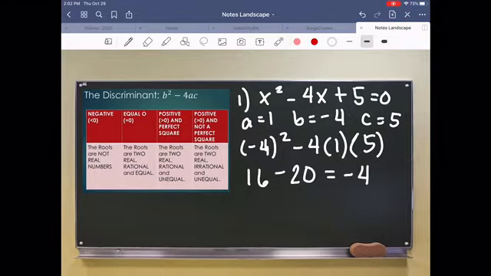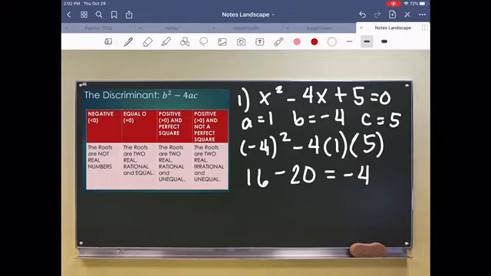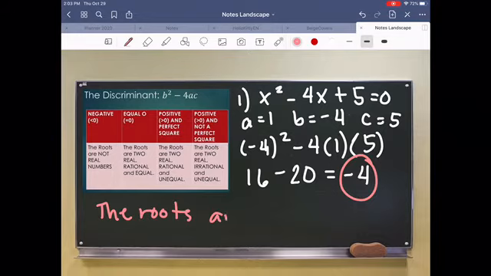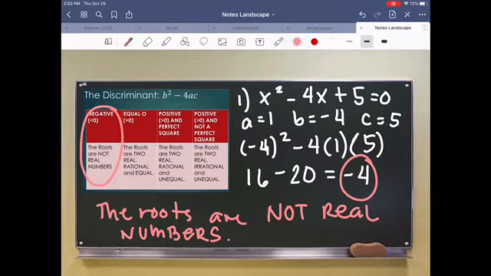Okay, looking at the table, makikita natin kung ano ang nature ng root kung ang discriminant is negative 4. So, negative 4 is less than 0. Okay? So, the roots are what? The roots are not real numbers. Okay, kasi dito sa table, siya yung condition number 1. Alright, so we move on to the next example.